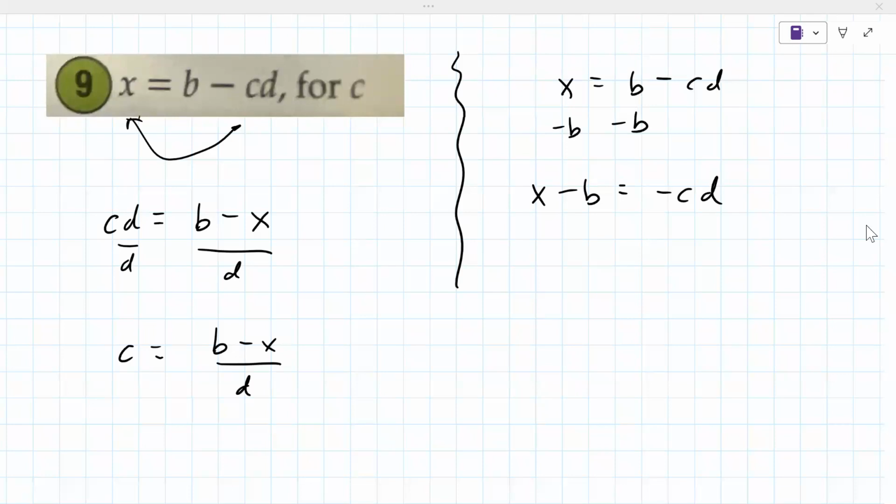All right, so that is everything for that. Let's go to number 10.